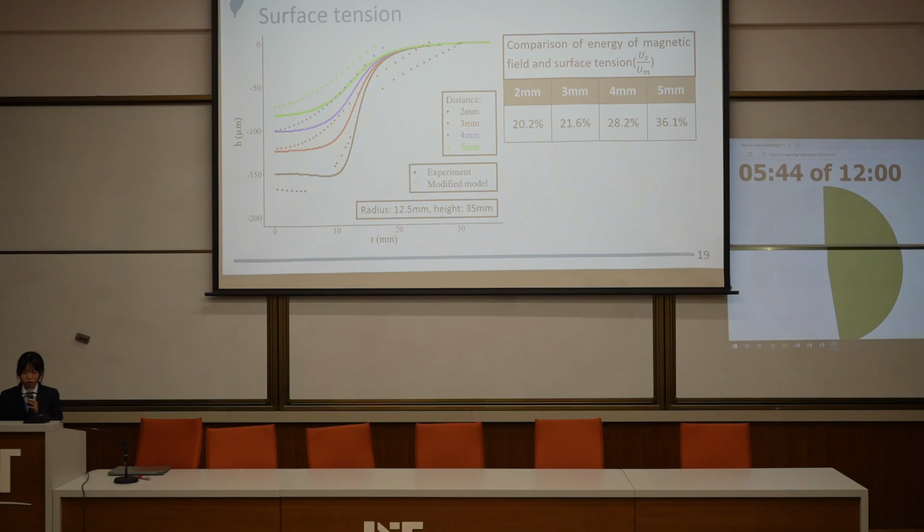So we calculated and compared the energy ratio between the magnetic field and surface tension, and found that the surface tension is still within one order of magnitude, and this could cause some discrepancy between our model and experiment. So that's what we think caused the deviation.